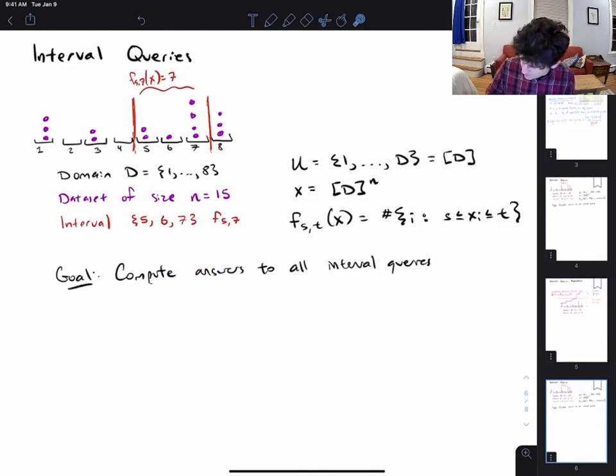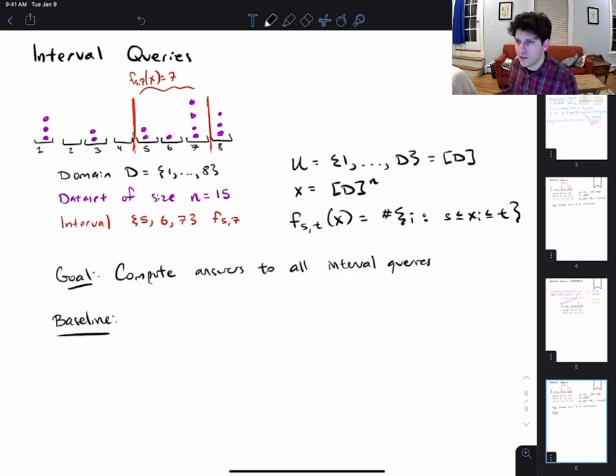Okay, so this is an instance of query release because every query f_{s,t} takes your data and spits out a 1 if your data is between s and t, and a 0 otherwise, and we sum that up over all of the records. So this is an instance of query release. So what's our baseline?